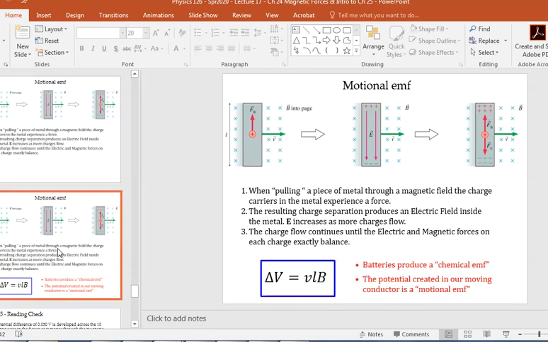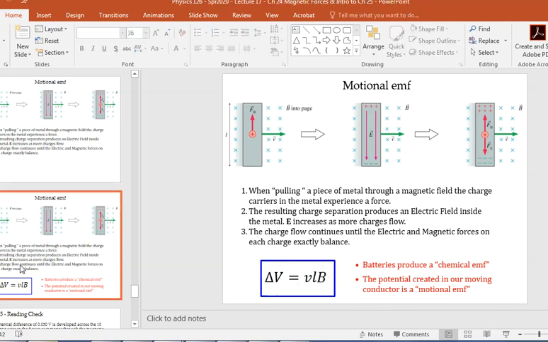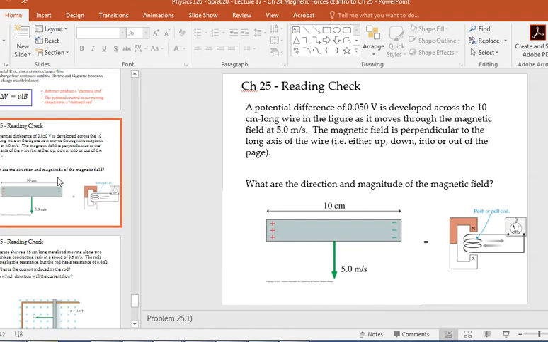And so there's going to be a voltage difference between the top and the bottom of the wire that's equal to the speed that you're pulling this wire times the length of the wire and times the magnetic field strength. So in other words, we can put those together in this example here, and I'll just work it out here, that we have a voltage difference equal to 0.05 volts. The length of the wire is equal to 10 centimeters, or in other words, 0.1 meters. And the velocity is equal to 5 meters per second.